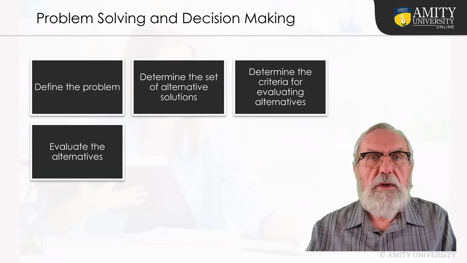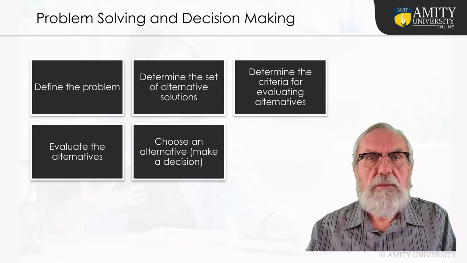Number 4, evaluate the alternatives. With the evidence in this step, the decision maker evaluates various factors such as feasibility, desirability, accessibility, and adaptability of the decision. 5, choose an alternative or make a decision. Once you've weighed all the evidence, you're ready to select an alternative that seems to be the best one for you.